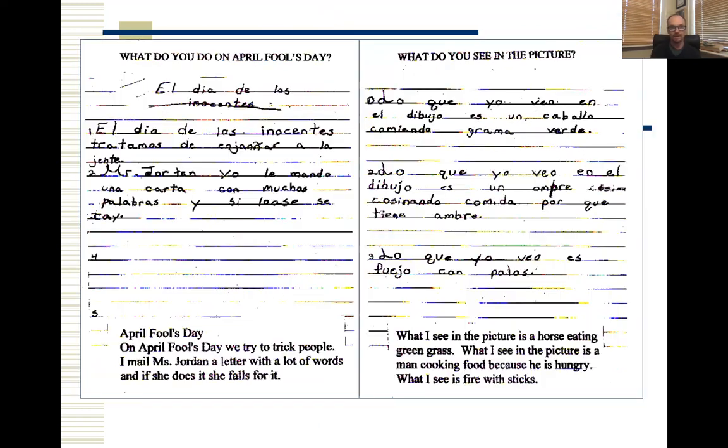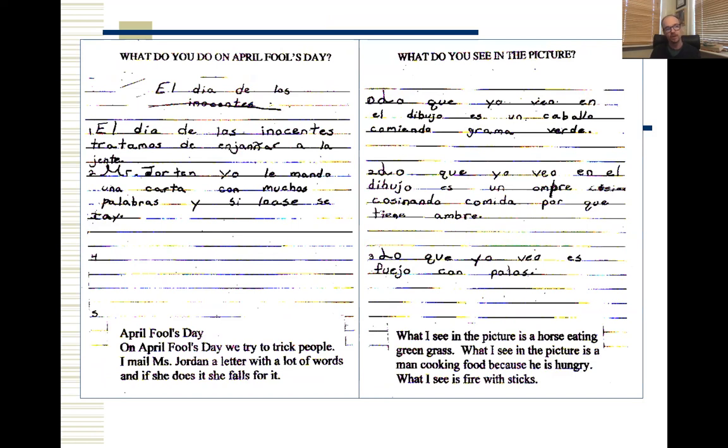Okay, we're back. The next one: what did you do on April Fool's Day? What do you see in the picture? So when I had her write in Spanish responses to those same prompts, what we see is her Spanish writing is perfectly developmentally appropriate, whereas her English writing had some spelling issues, right? So what does that mean? In your opinion, what does that mean?